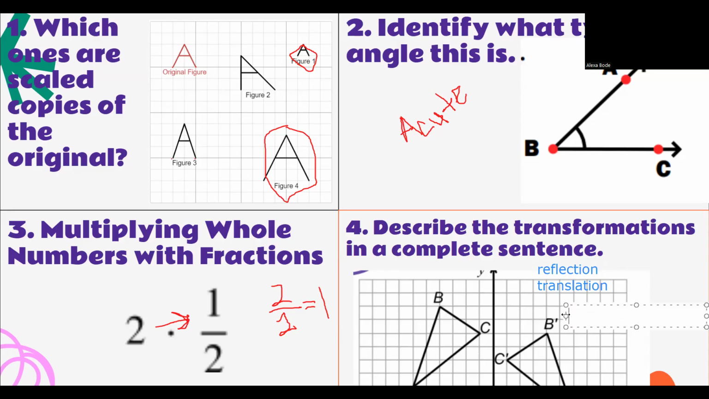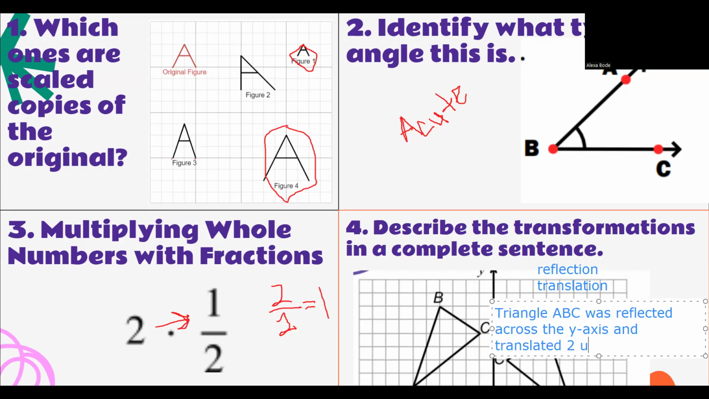So our complete sentence is triangle ABC was reflected across the y-axis and translated 2 units down to form triangle A prime, B prime, C prime.